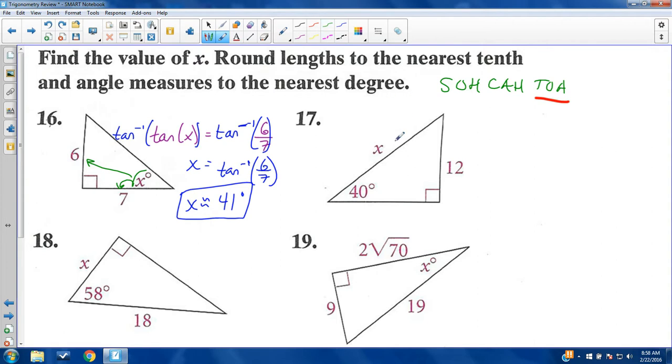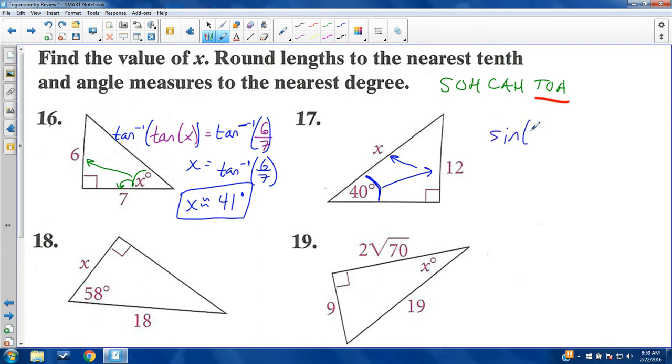Number 17. X is now a length. It's the length of the hypotenuse. And here I have the angle 40 to which I could be referring. I'm actually going to do it two different ways for you so you get the gist of answering a later question. The side opposite 40 is here, and this is the hypotenuse. So opposite and hypotenuse, we'll be using sine.